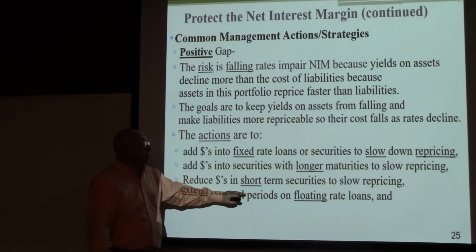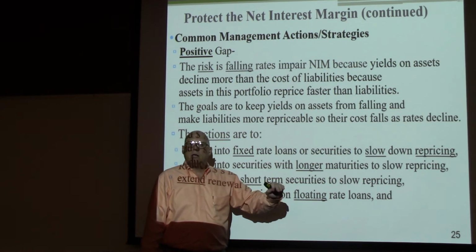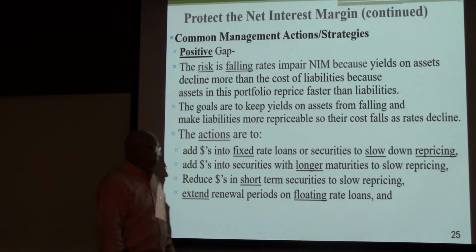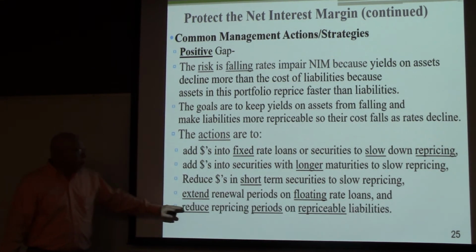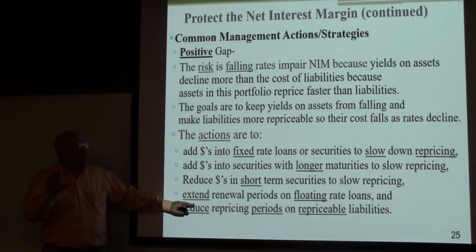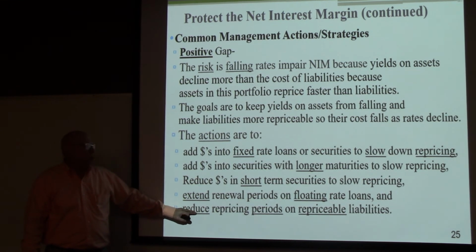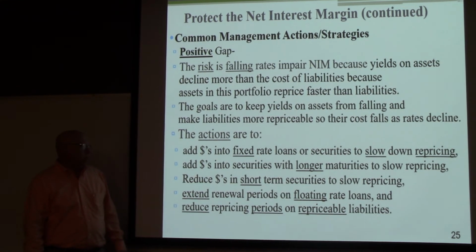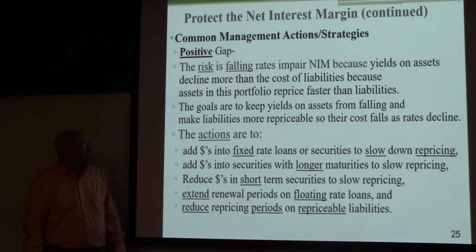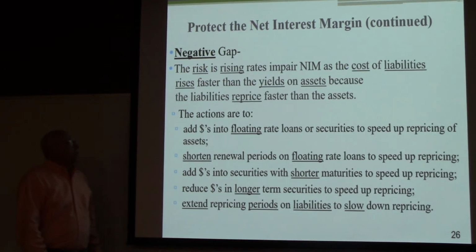Extend renewal periods on floating rate loans. Tell your customers, we're not going to renew in 6 months, we're going to renew in a year. And reduce repricing periods on repriceable liabilities. As interest rates are falling, you want to reprice what you're paying as often as possible to protect your margin. All right, that's with a positive gap.